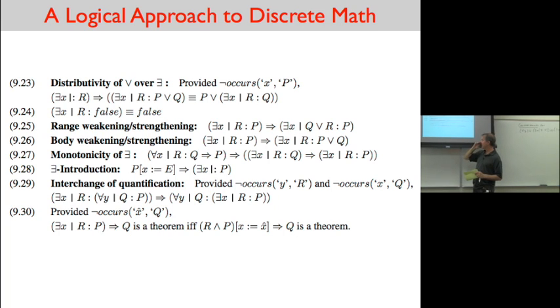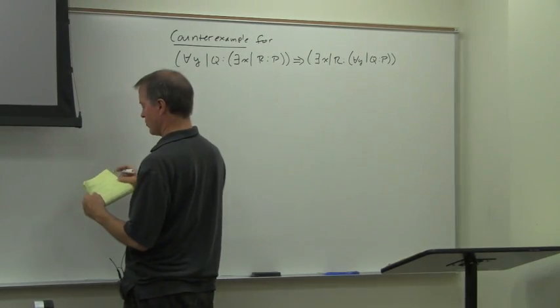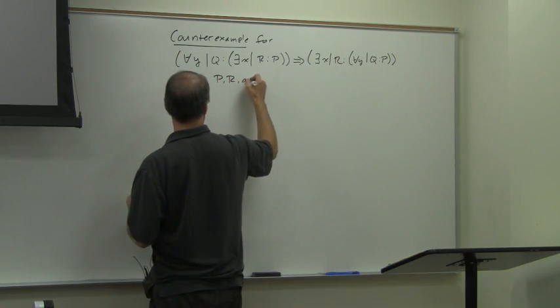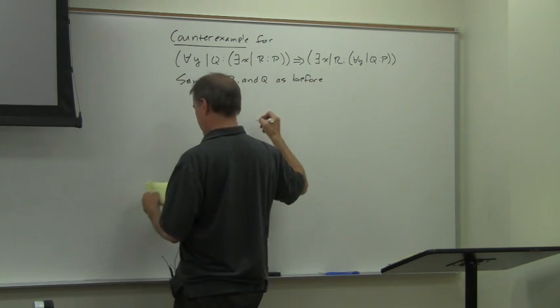What this says is that if it's true that there exists an x, range R, in other words, let me see, what was the example that we had last time? If it's true that there exists somebody who loves everybody, then everybody is loved by somebody. But it's not true the other way around. I want the counterexample. So let's say we have the same P, R, and Q as before.